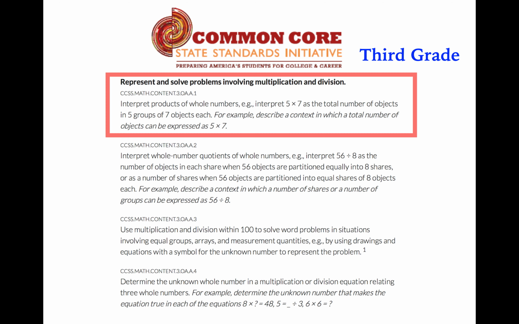So as we wrap up this video, thanks for hanging in there. I know there's a lot today. Let's take a look at some connections to the standards. For example, in 3rd grade, here's one standard. There are many more standards than this. I just wanted to show one sample here.